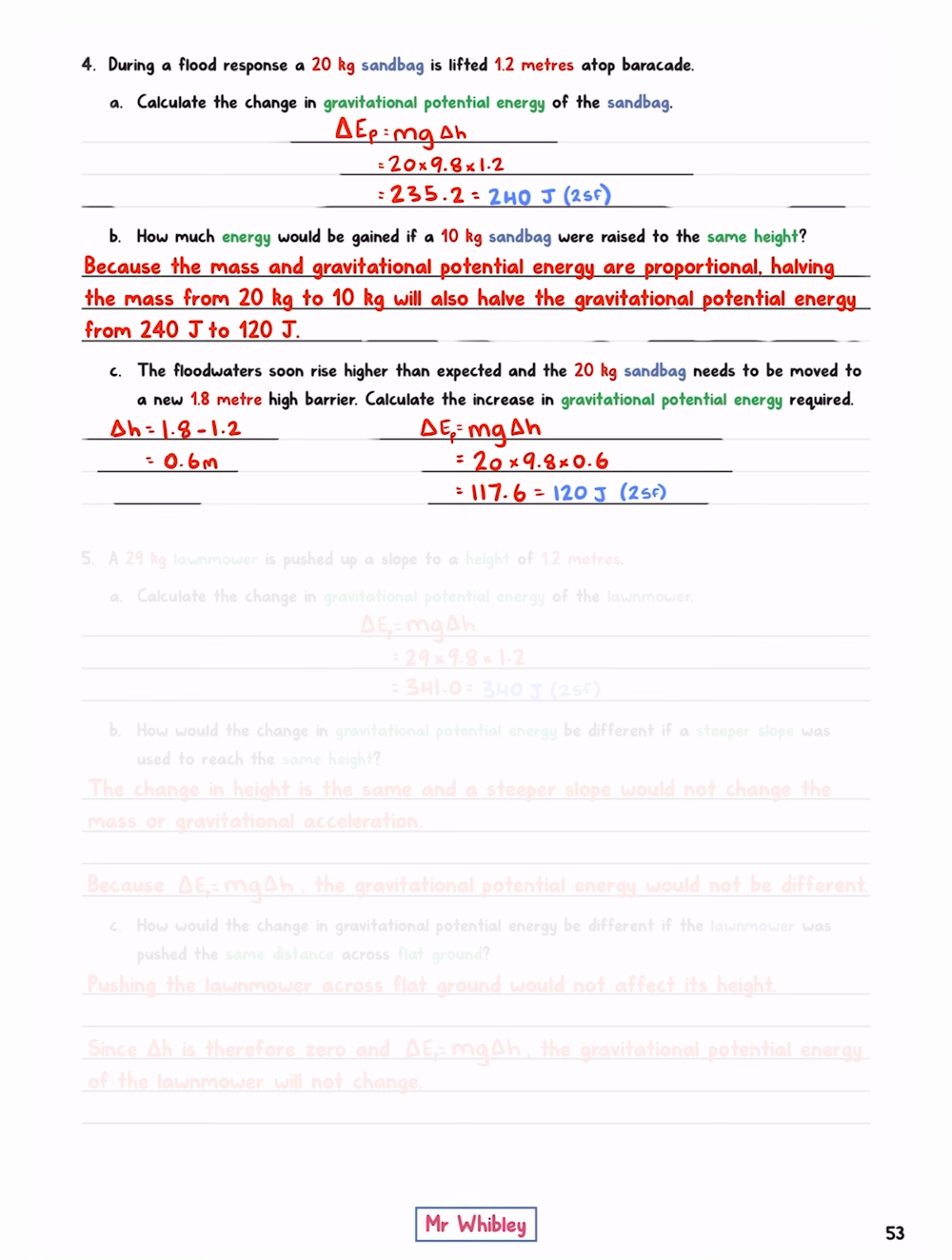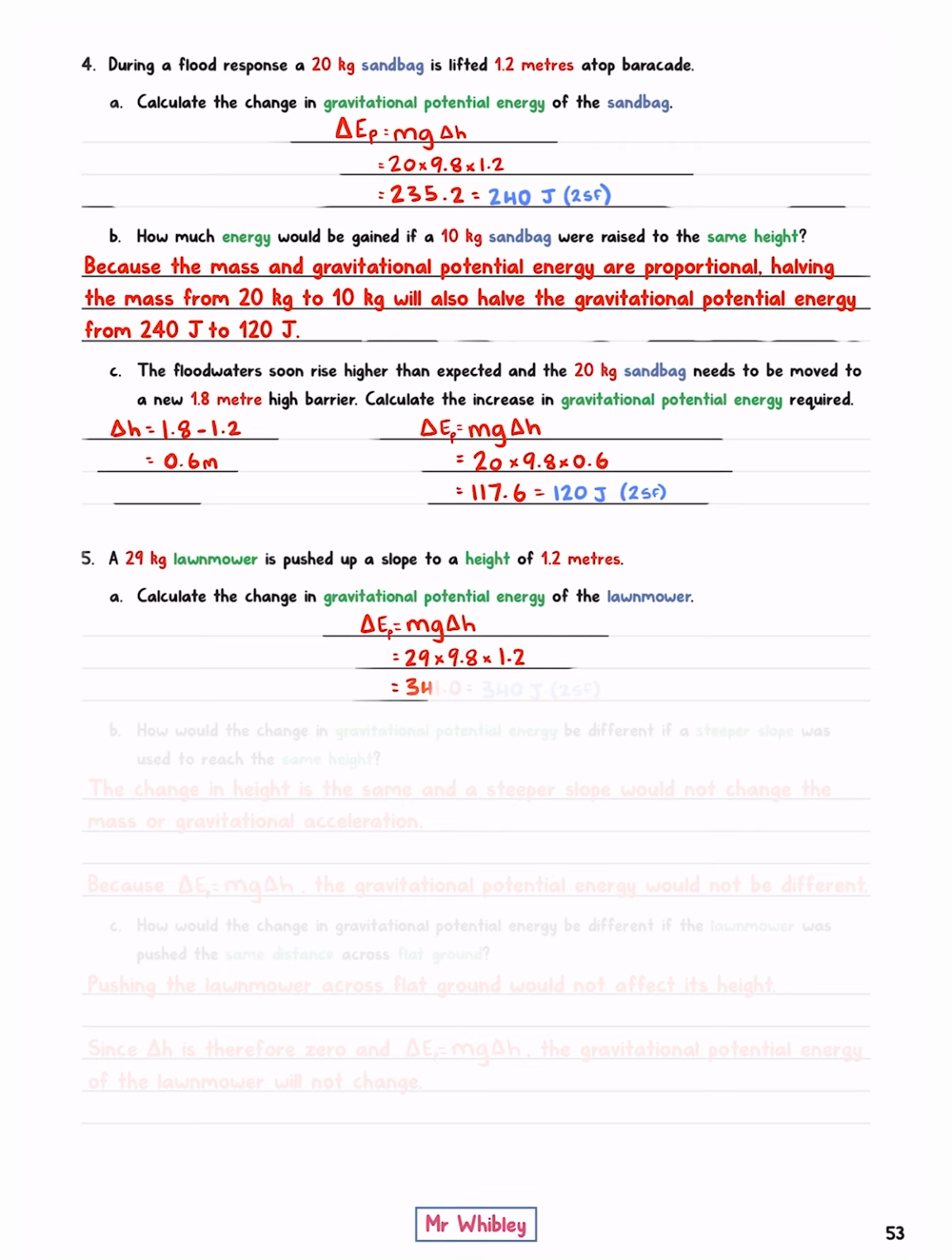Question 5. A 29 kilogram lawnmower is pushed up a slope to a height of 1.2 meters. Calculate the change in gravitational potential energy of the lawnmower. Using our gravitational potential energy equation, putting in our numbers, gives me 341.0 or 340 joules to two significant figures.